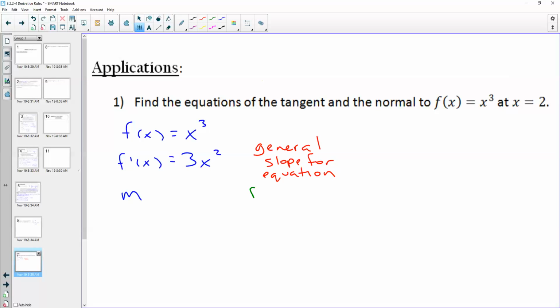Okay, and now we want to find the slope at x is equal to 2. So we will just substitute that into our derivative, our f prime of x expression. So the slope at this point, we'll substitute in x for 2. And if we do that, 2 squared is 4 times 3, so we will get m is equal to 12. So this is the slope of our tangent at x is equal to 2.